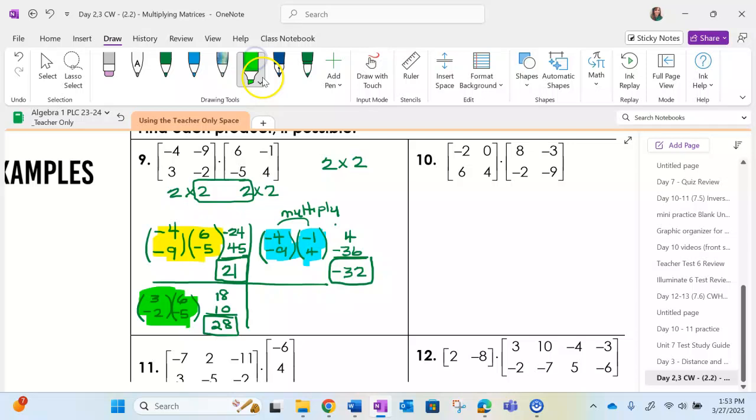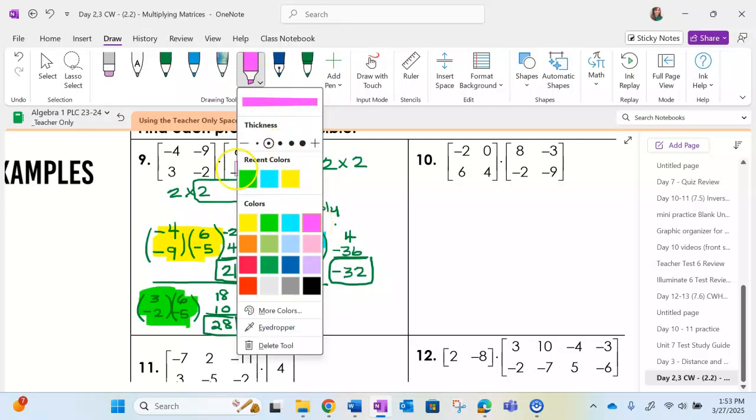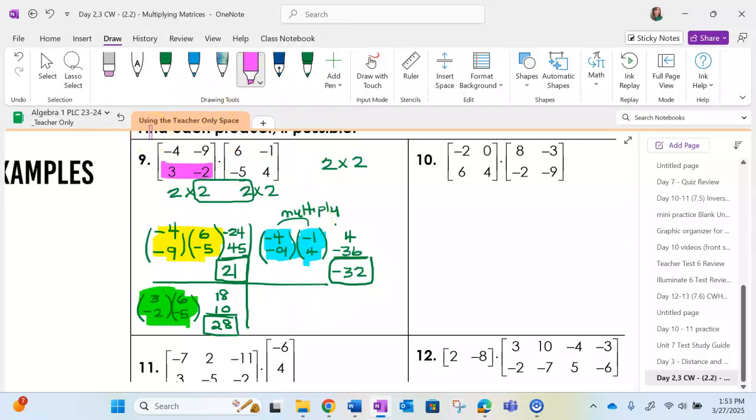And I'll use a different color for the last one. Let's use lilac. This is row 2, column 2. Here we go. So we're going to put here row 2, which is 3, -2. And we're going to put column 2, which is -1 and 4. Multiply, so we get -3, -2 times 4 is -8. Add them up, and you get -11. And there's my answer.